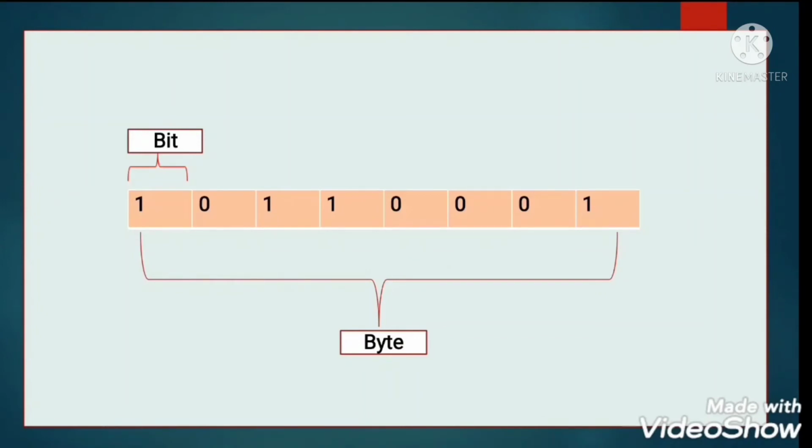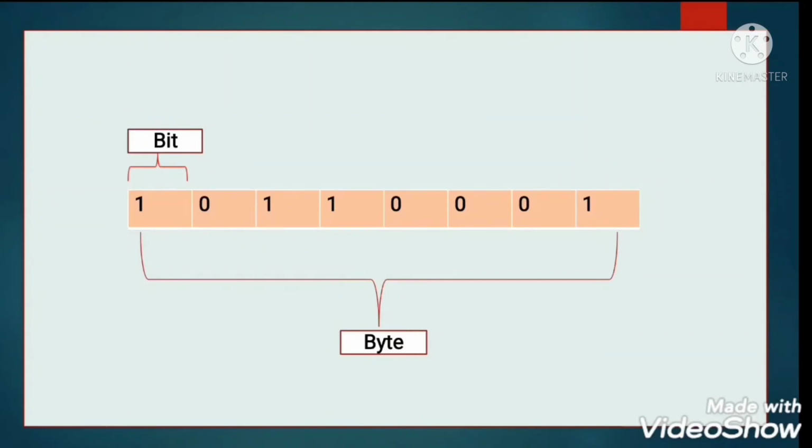And 8 bits make 1 byte. You know, a computer cannot understand English, Bengali, anything. It can understand only one language, that is called machine language, this binary language. Thus 0 and 1 is called the binary language, and from this 0 and 1, an electric signal passes through the CPU and the computer gets instructions.